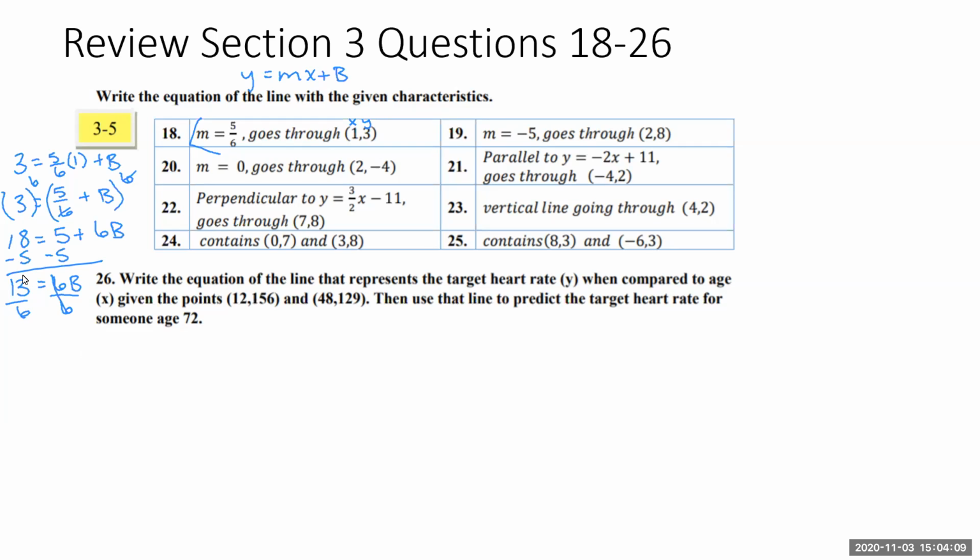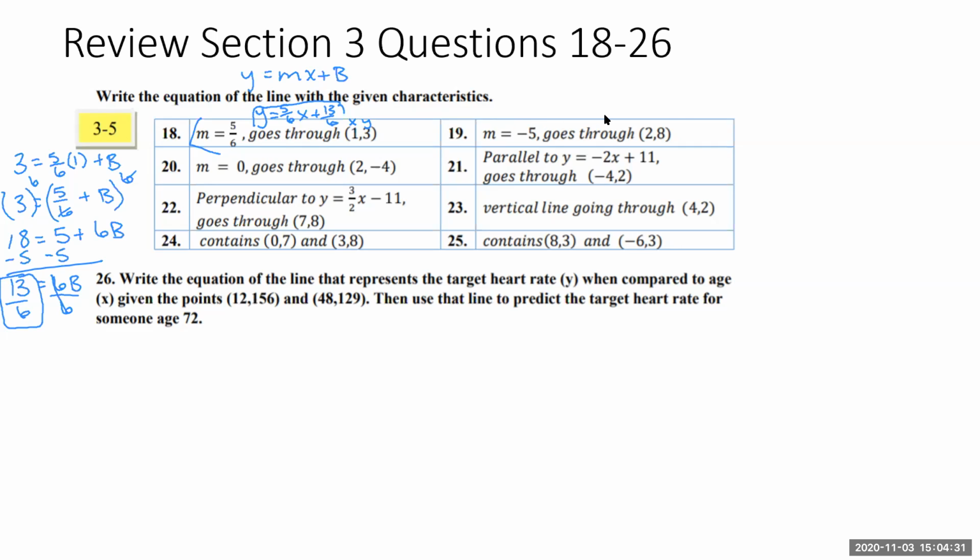Okay, so now our b equals 13/6. So our equation of this line is going to be y equals, and then the m, which is 5/6, x, and then plus 13/6. And that is the equation for 18, and that's how you find it.